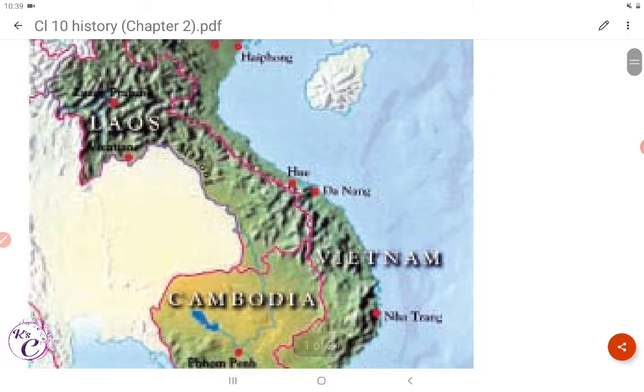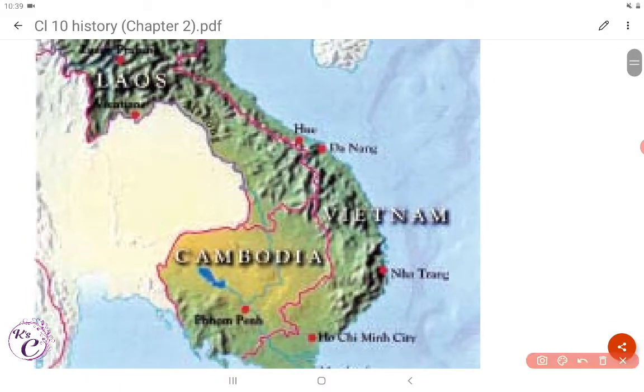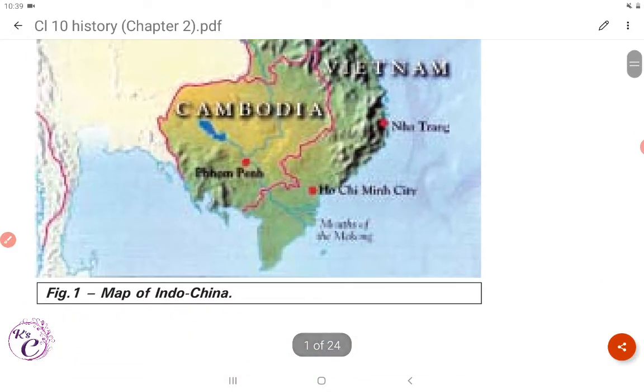Here is Laos, here is Vietnam, and here is Cambodia. Figure 1, map of Indochina.